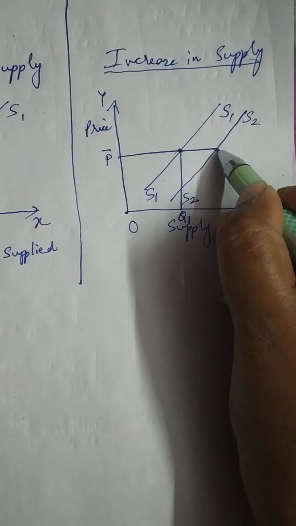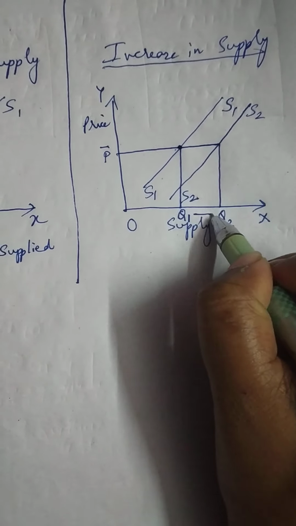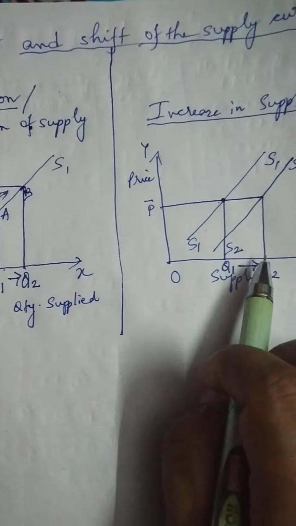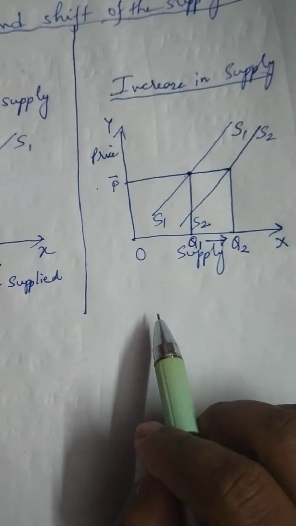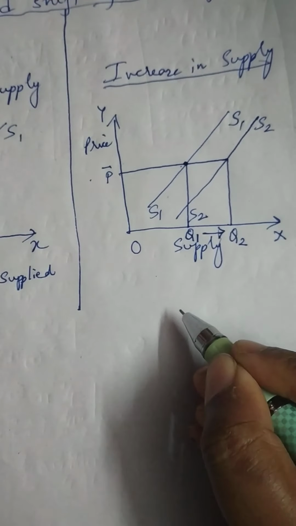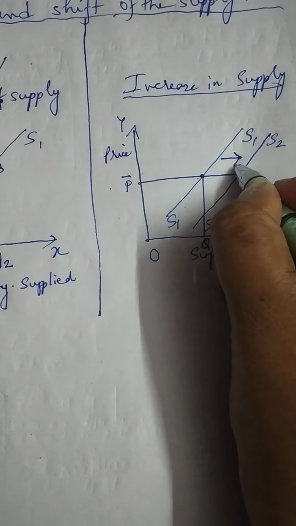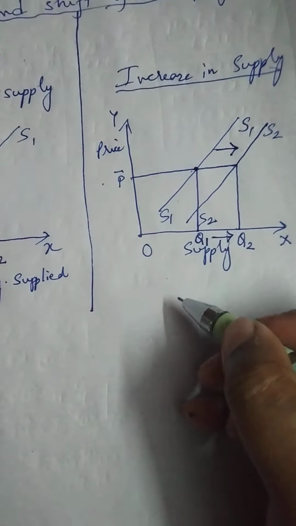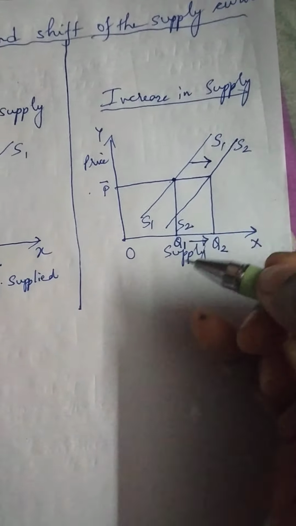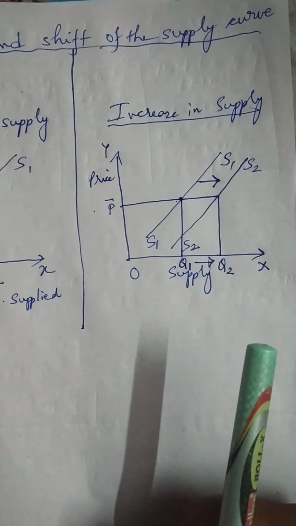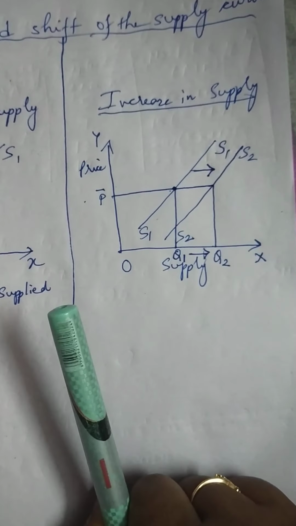So what happens? See, at same price, now supply increases from Q1 to Q2. And this increase in supply is not due to change in the own price. It is remaining the same. Here, other factors affecting supply have changed and that is why the supply curve has shifted to the right. This arrow is a must. This is called increase in supply. So increase in supply is brought about by changes in some other factors affecting supply but not price.